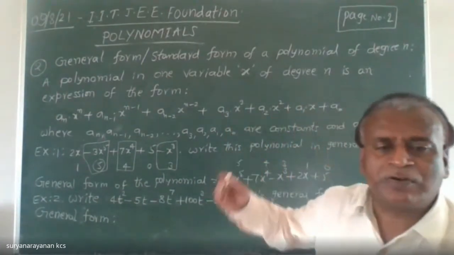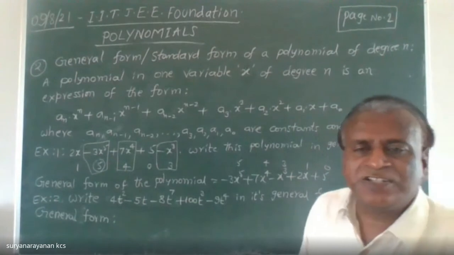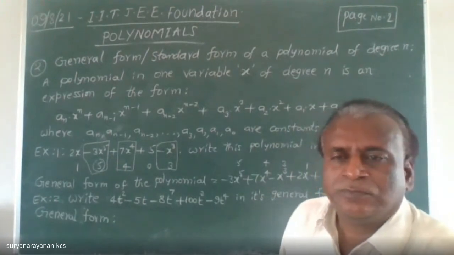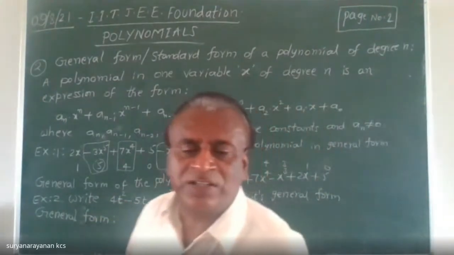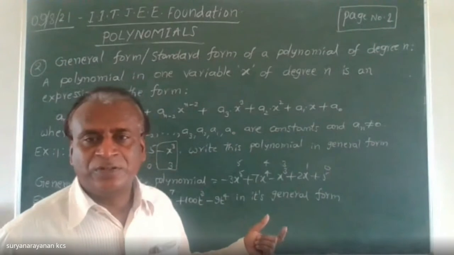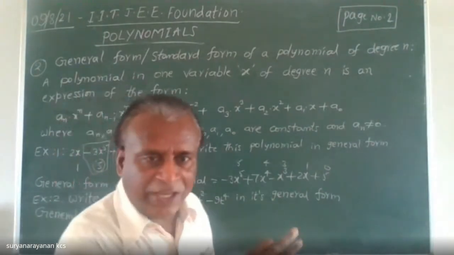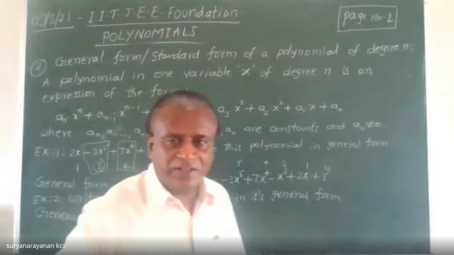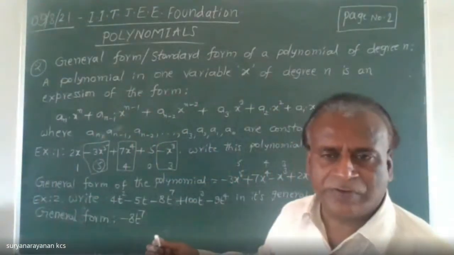What is the highest power of t here? 7. So, first we write that term. What is that term? Tell me. Minus 8. Not only 8, don't say simply 8. Before 8, minus is also there. Minus 8t to the power of 7. So we have written the highest power of t term.